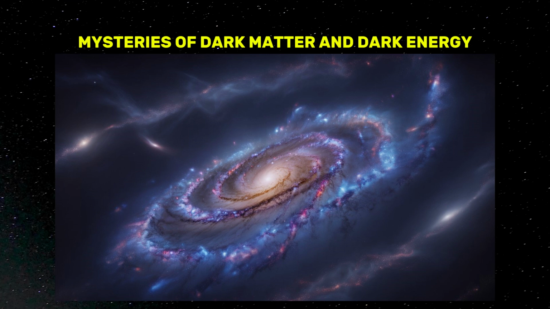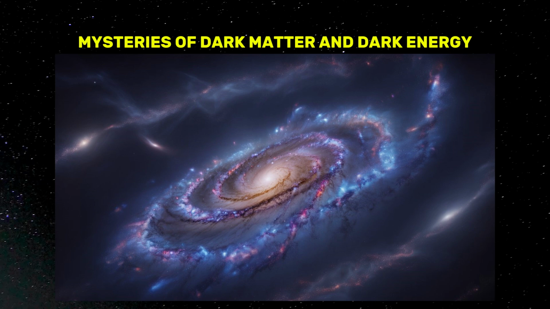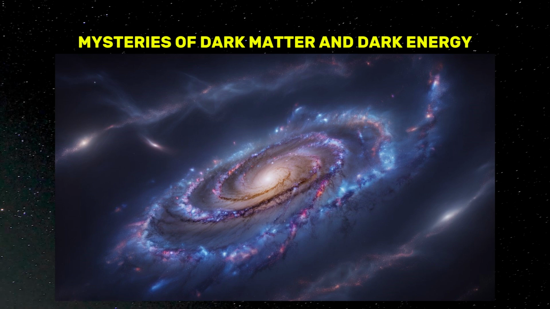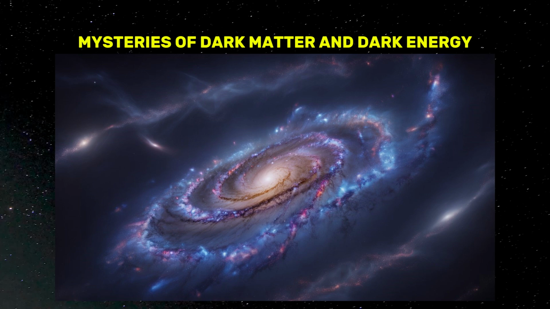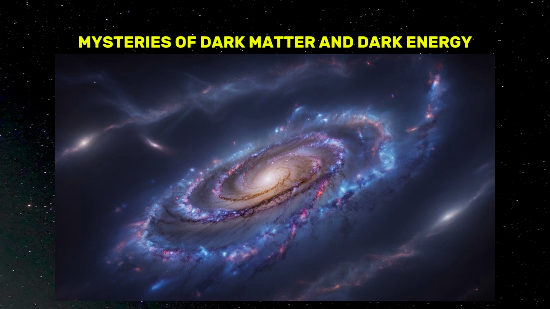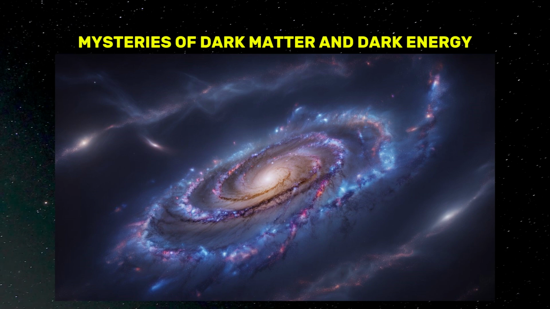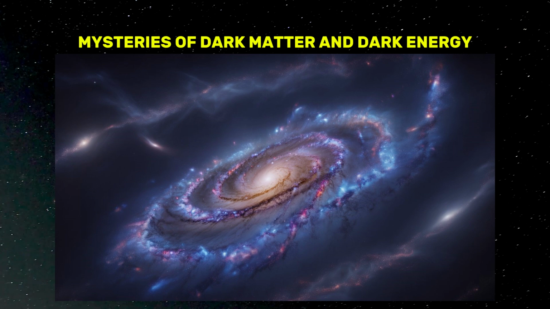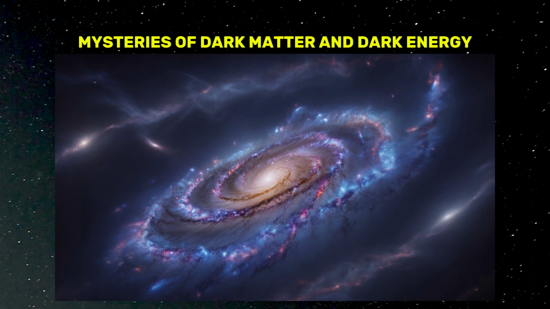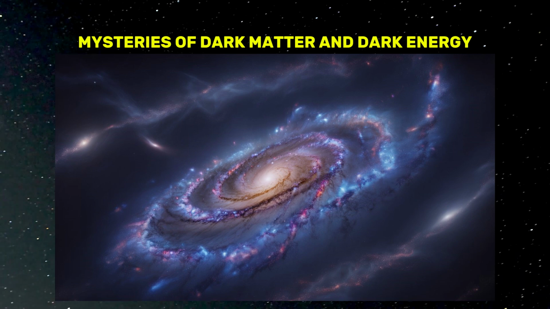Dark matter interacts mainly through gravity, forming the invisible scaffolding upon which galaxies and clusters are built. Despite decades of experiments, from deep underground particle detectors to high-energy collisions in the Large Hadron Collider, scientists have yet to directly detect dark matter particles. Current theories suggest it could consist of exotic particles, such as weakly interacting massive particles (WIMPs) or axions, but without direct evidence, its true nature remains speculative.